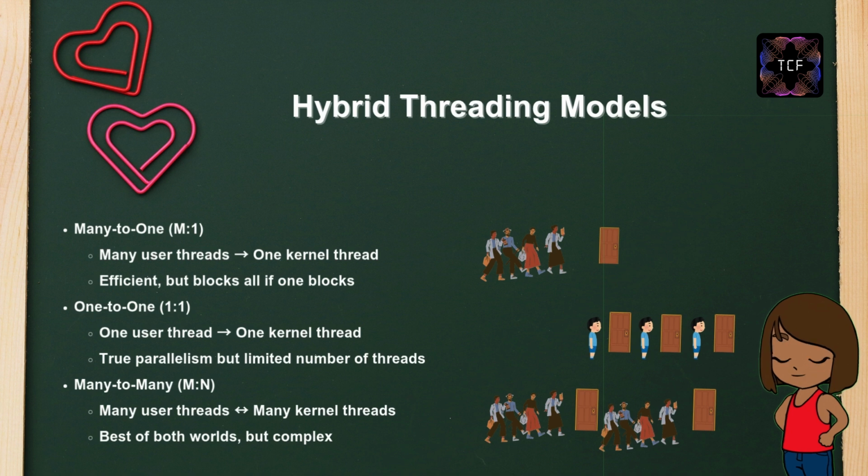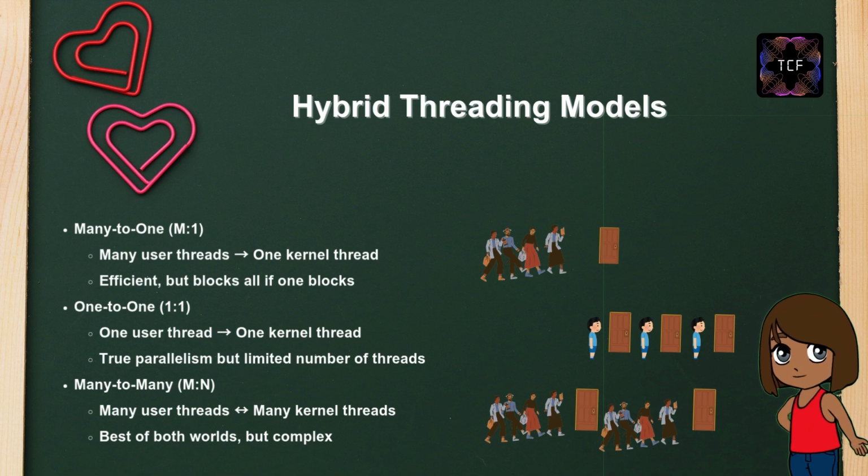One-to-one model. Each user-level thread is mapped to its own kernel thread. How it works: the OS manages each thread and can use multiple processors for true parallelism. Pros: allows concurrent execution, and a blocked thread doesn't block others. Cons: higher resource usage, and the OS has a limit on how many threads can be created. Analogy: one employee reports to one manager. More independence but higher cost.